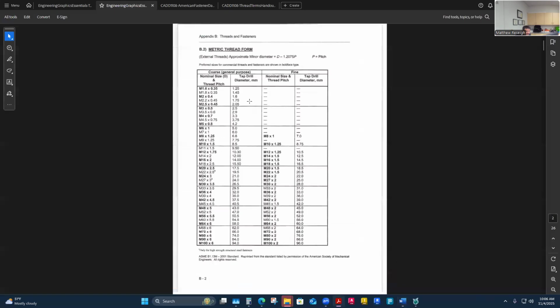What does it say it is? Tap drill diameter. I'm going to drill with a 1.25 millimeter diameter drill in order to cut that 1.6 threads. So 1.25 is going to be my drill size. So I'd have to have a metric set of drills.